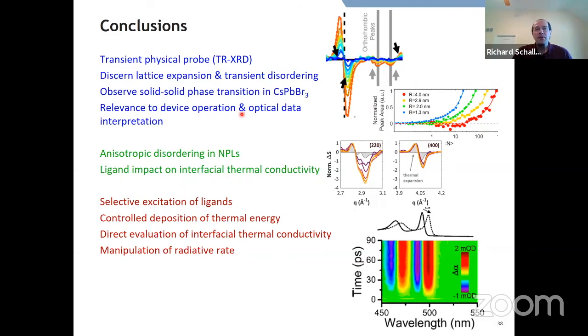We think this is something that's relevant to operation of devices, especially gain and lasing, but it's relevant too to still lower fluence applications. I showed you that nanoplatelets have anisotropic disordering. That's something that we're still trying to understand more in other systems as well. That ligands can actually impact interfacial thermal conductivity, which is maybe not a shock, but it's something that there's data on. And then showed you some with selective excitation of ligands and trying to get a sense of these thermal interfacial conductances better through these really directed excitations.